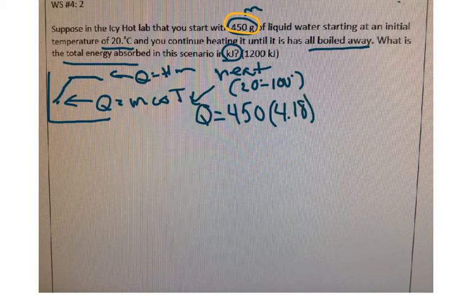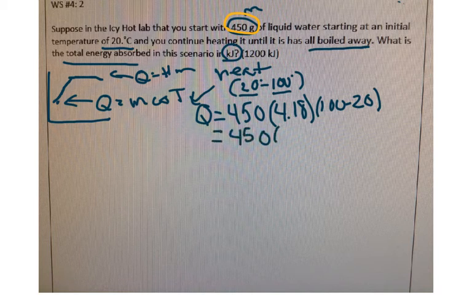And then my delta T, I know I need to start leveling off at 100. So I'm going to take my final minus my initial, so it's going to be 100 minus 20. Now I'm going to simplify a little bit. So I'm going to do 450 times 4.18, which is my C value for liquid water, times my 100 minus 20, which is 80.